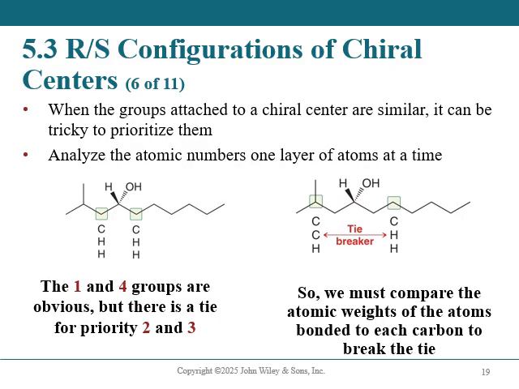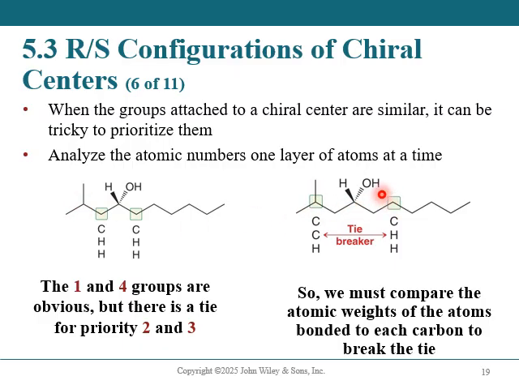When the groups attached to a chiral center are similar, it can be tricky to prioritize them. This is one of those times when you stop and start looking at everything on a case-by-case basis. You start analyzing each group separately. The 1 and 4 groups are obvious, but there is a tie for priority in orders 2 and 3. So in this case, we have carbon, hydrogen, and hydrogen on both of these, so we move to the next group. In this case here, we have carbon, carbon, and then hydrogen.